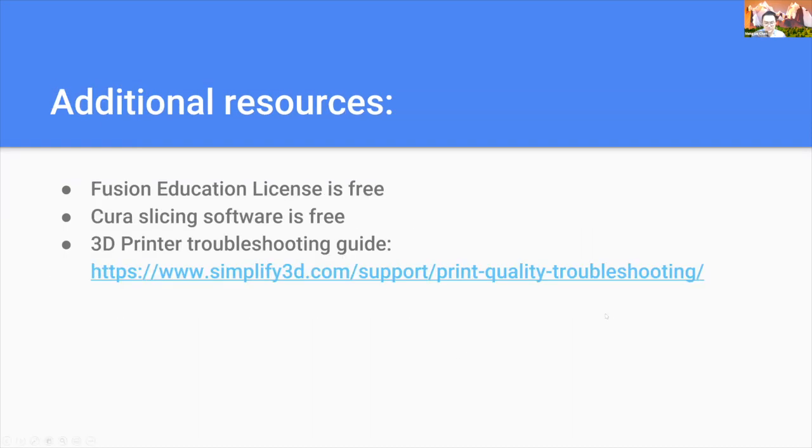So here are some additional resources I want to share before we end the workshop. Fusion licenses are free for students. So if you want to get an education license and start CADing, we had done a few tutorials on those. Check them out. You can also download a free version of the software. The Cura slicing software, which is offered by Ultimaker, is also free, and it offers a lot of the settings that we talked about today in the software itself.